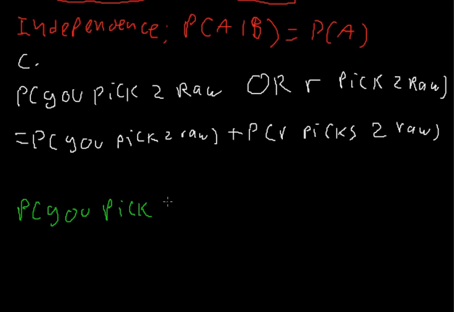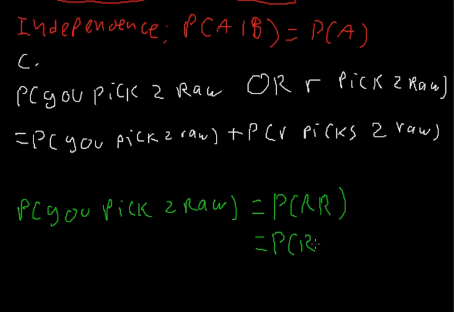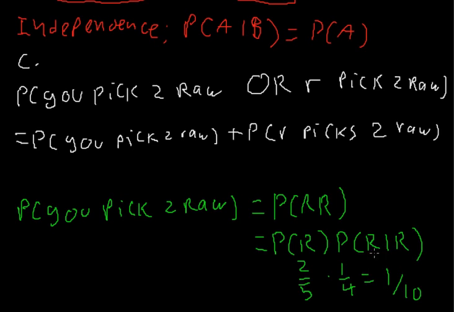Well, that's just equal to the probability that I pick a raw on the first one. So that's just the probability of raw. Multiplication rule again, remember, times the probability that I pick a raw given that I already picked a raw. Well, this is 2/5, and this is 1/4. So that's 1/10. Right, this is 1/4 because I removed 1 and there's 4 left.